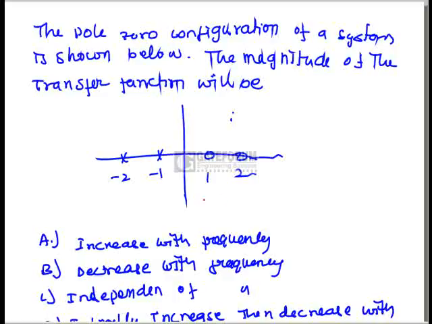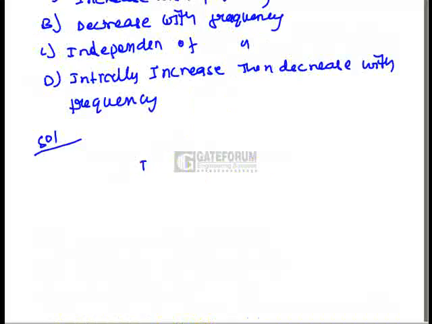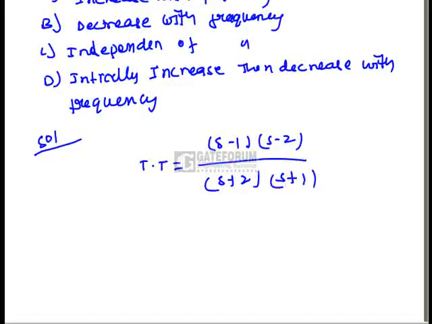Here if you observe the system, there is a symmetric pole zero configuration. One pole is here and the symmetric zero is here, and one more pole is here and the symmetric zero is here. Now if you convert this into an open loop transfer function model, the transfer function is simply (S minus 1)(S minus 2) by (S plus 2)(S plus 1). Now this is the transfer function. If you find the magnitude here, what is the meaning of magnitude?